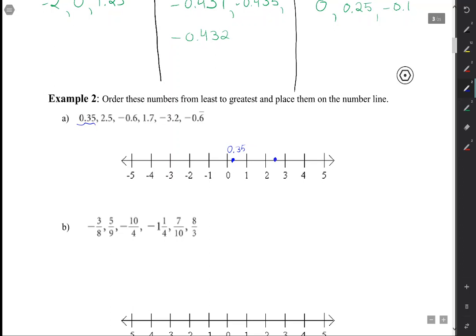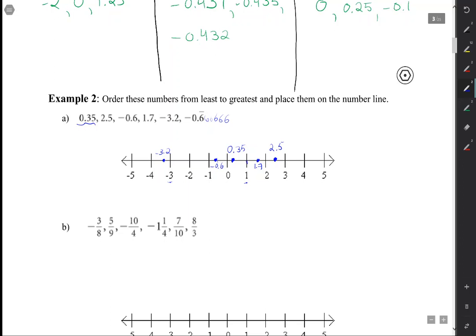2.5, that's nice and easy. That's right in the middle here. 2.5. -0.6. Well, it's almost -1/2, so it would almost be here. Just a little bit over, though. It's a little bit more negative, so that's -0.6. 1.7, well, we have 1 right here, and then 0.7 is a little more than half, so I'd say 1.7 is here. Negative 3.2, so here's negative 3, and then we have to go a little more negative, so to the 0.2 section there. So negative 3.2.